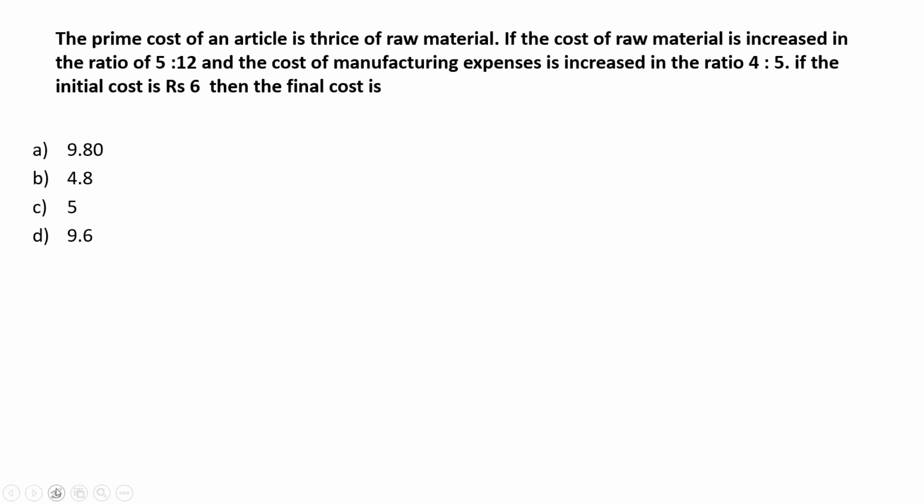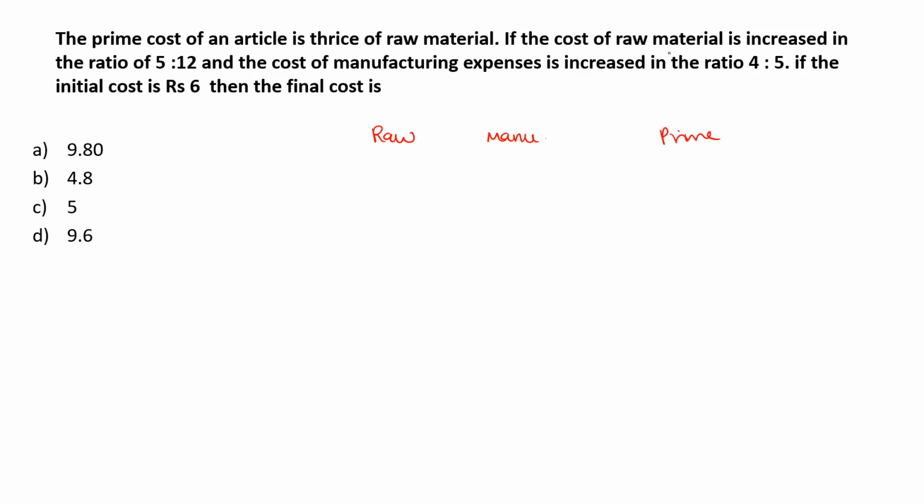In this question, the prime cost consists of two types of expenses, that is raw material and manufacturing expenses. Then the prime cost comprises both raw material and manufacturing.